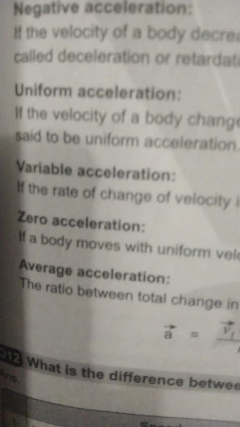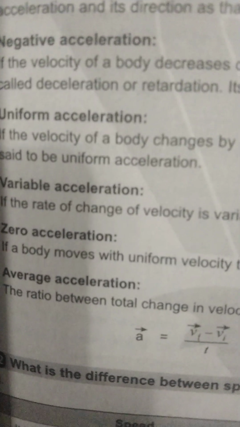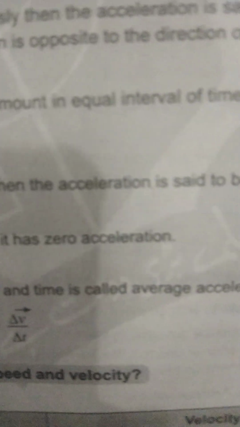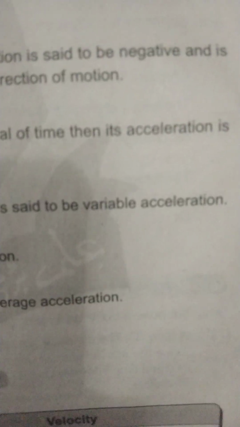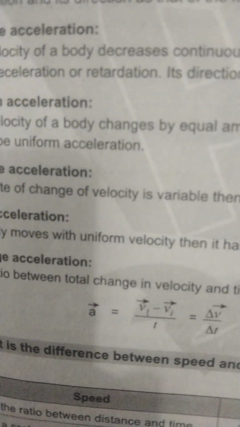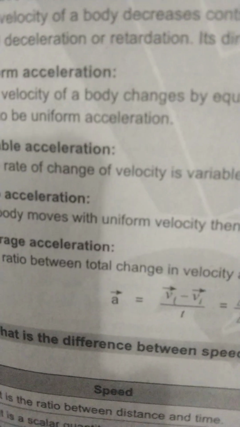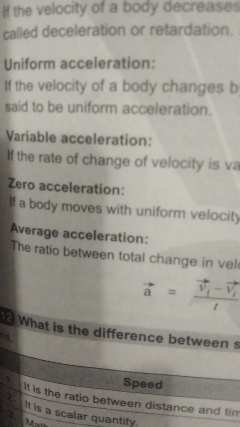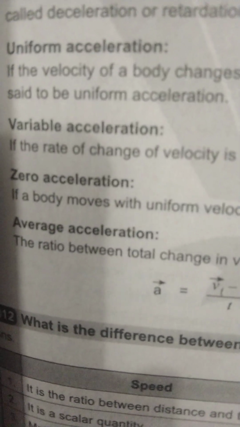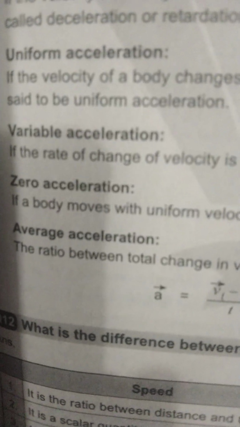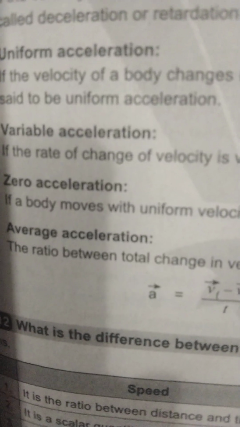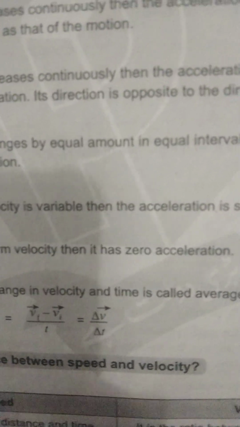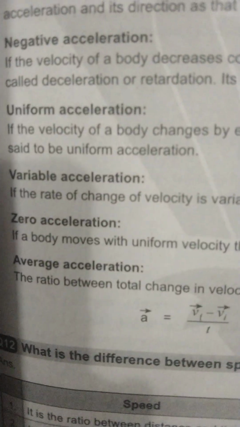Now what is negative acceleration? If the velocity of the body decreases and is not increasing continuously, then the acceleration is said to be negative. This negative acceleration is also called deceleration or retardation. Then what about uniform acceleration? If the velocity of a body changes by equal amounts in equal intervals, then it is a uniform acceleration.